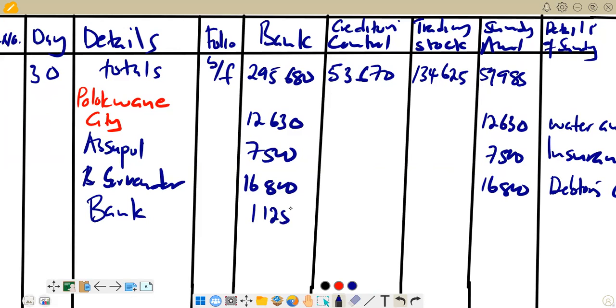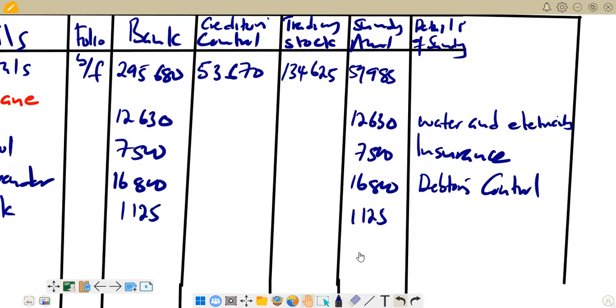It is our bank charges, and it's not part of creditors, it's not part of trading stock, so we put it under sundry, which is 1,125. Then on the description part, remember, these are bank charges, so we are just going to describe them as bank charges. Right, this is what we have in terms of this one.